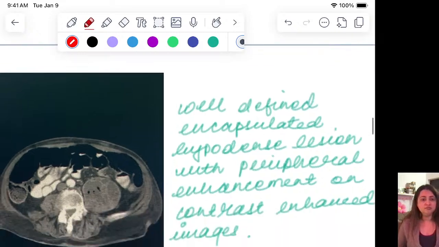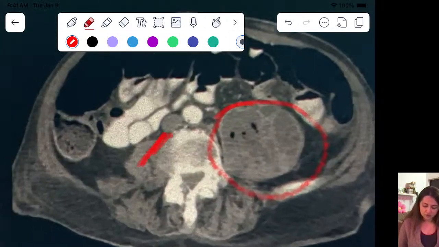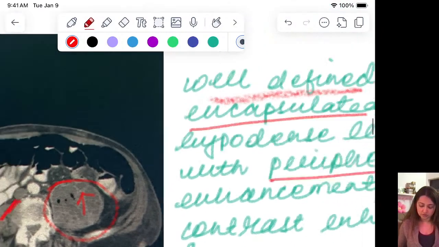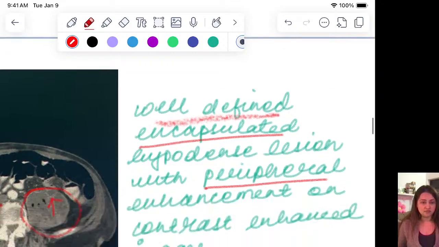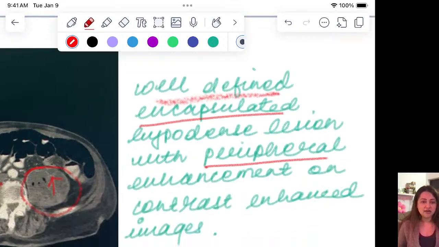Okay, so this is a contrast enhanced CT scan in the axial section. What you are able to see is a well-defined encapsulated hypodense lesion, and there's a peripheral enhancement. Okay, so you could be given this kind of wording when you are given a case of Psoas abscess. Looking at this area, this seems normal, but here you are able to see a loculated lesion. So this is a hypodense, well-defined encapsulated lesion that has a peripheral enhancement on the contrast enhanced images.